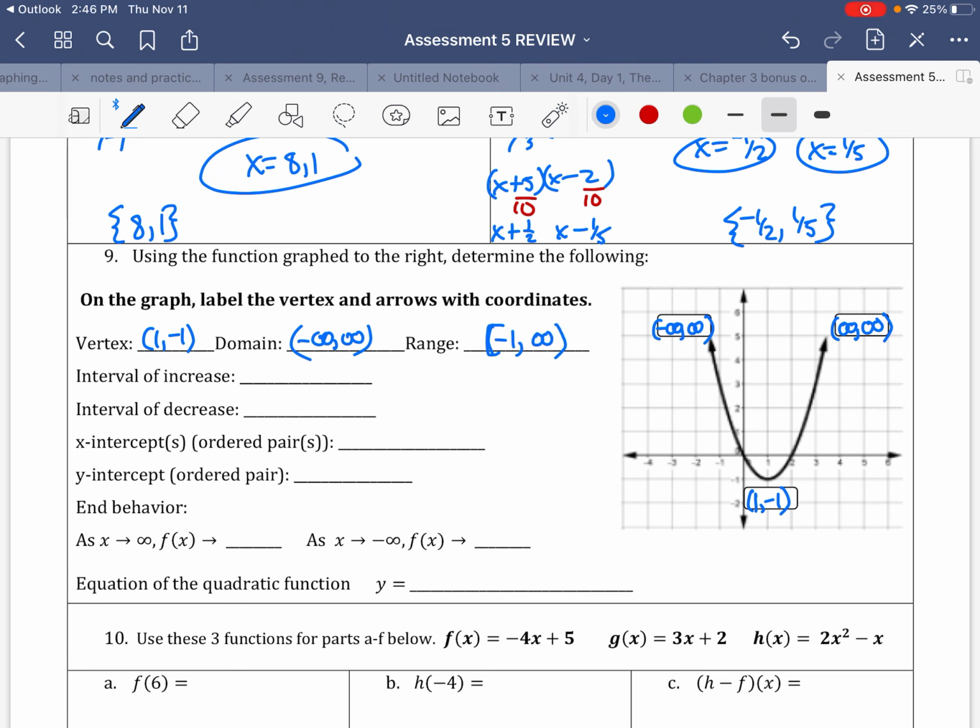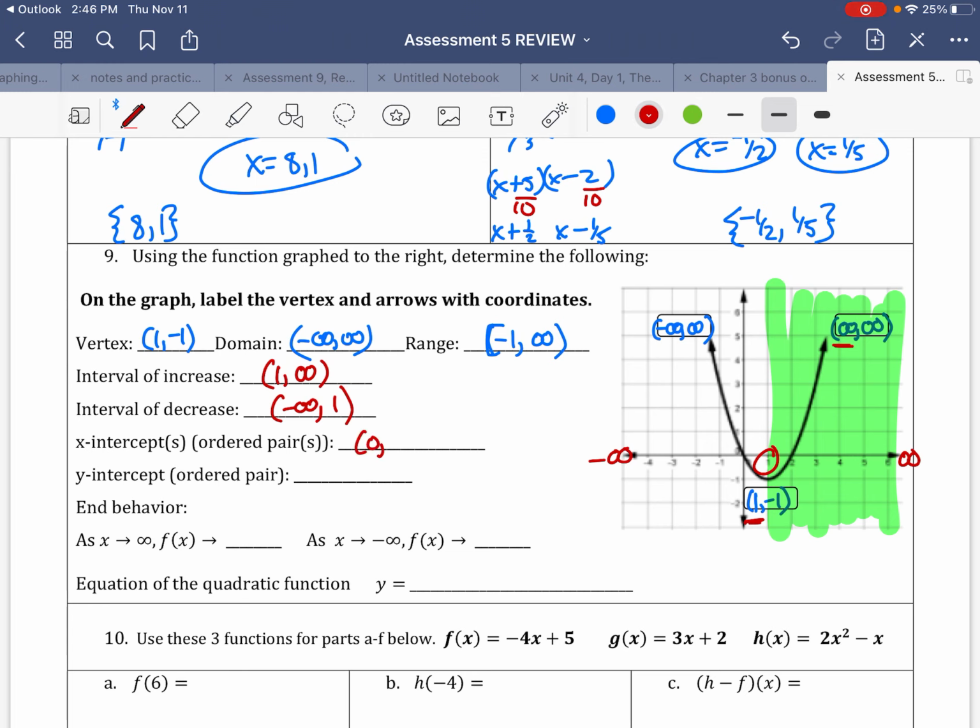Okay, increasing. So the increasing portion of this graph is this whole right side right here. It starts at 1 and it goes off to infinity. So that's why we will say from 1 to infinity. Remember, we use the x values of our coordinates. Then the decreasing is the other side. So it's going from 1 back to -infinity. So we got to put -infinity first and then 1.